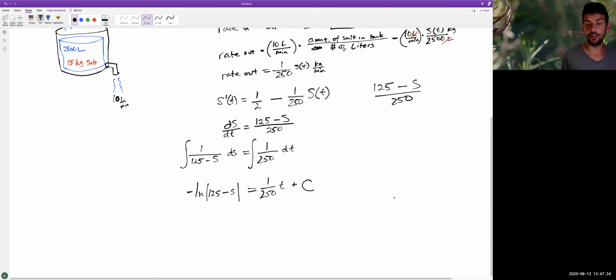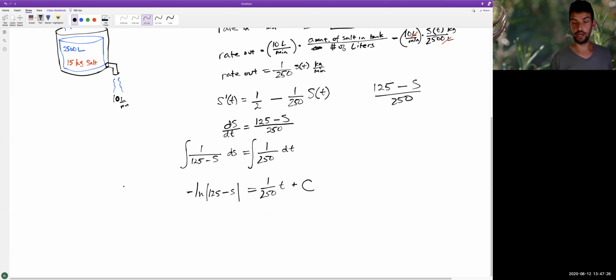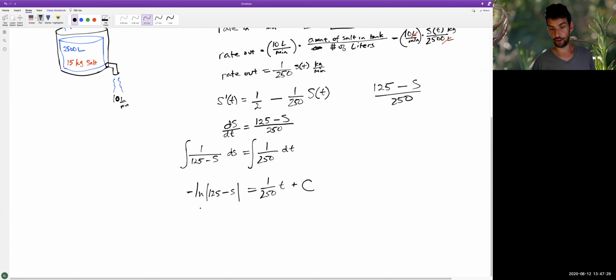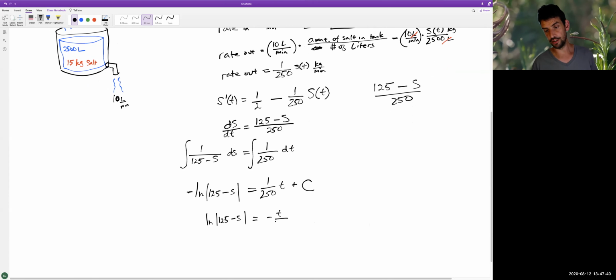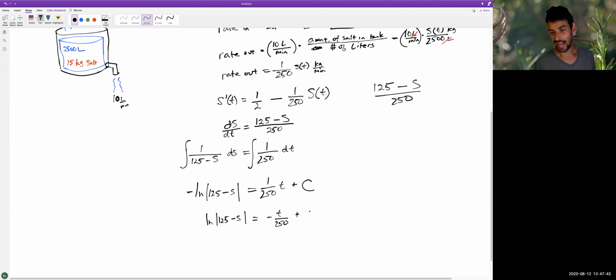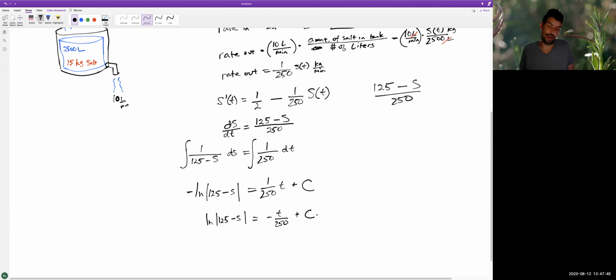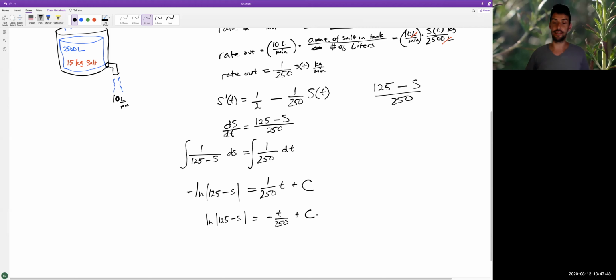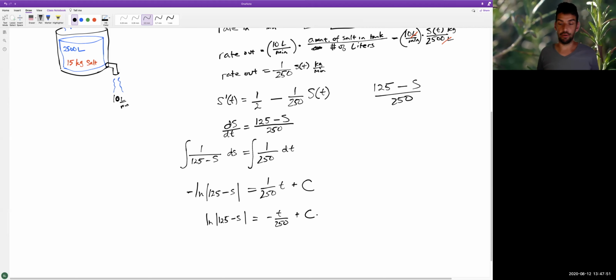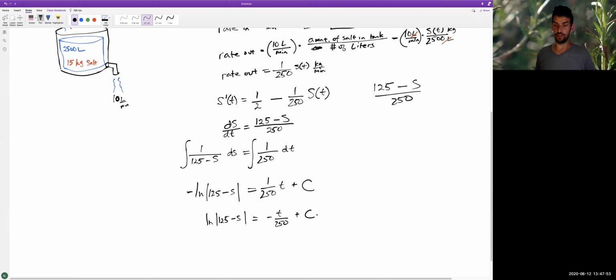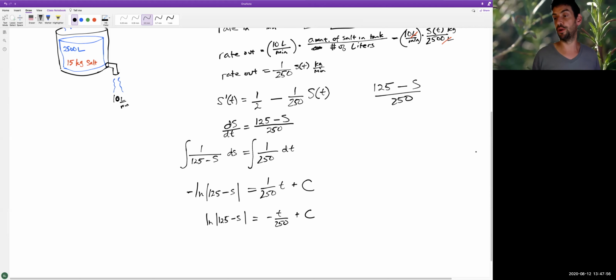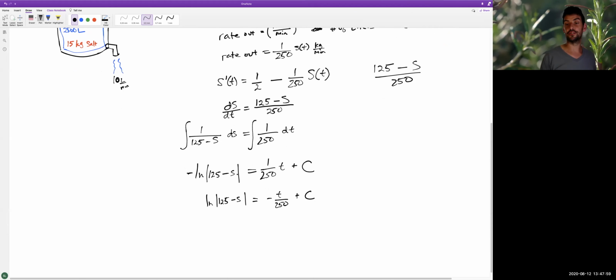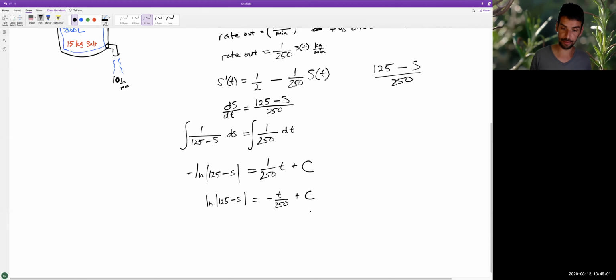Now we're just going to solve this equation for s. I'm going to start by multiplying both sides by a negative. So now I'll have the natural log, absolute value of 125 minus s is equal to negative t over 250, plus c. I'm just sort of simplifying that. I'm going to play my usual game of, I could write negative c. It doesn't matter. C can be anything at this point. And so, right, if it's -2, +2, the negative in front of it doesn't matter. We can work it out to be whatever. It's an arbitrary constant, so it doesn't need to have a negative in front of it. So I'm just going to keep it like this.